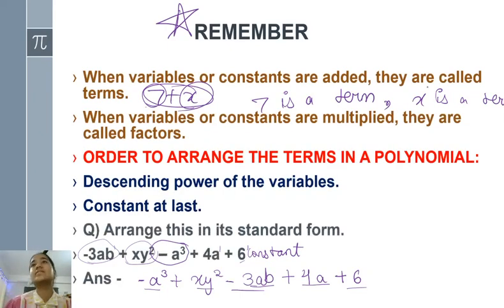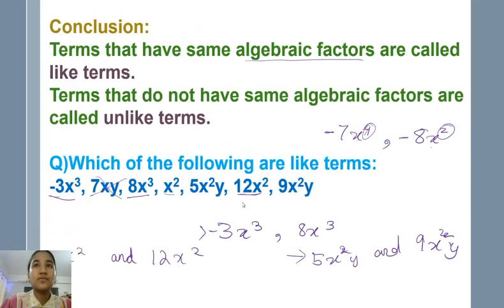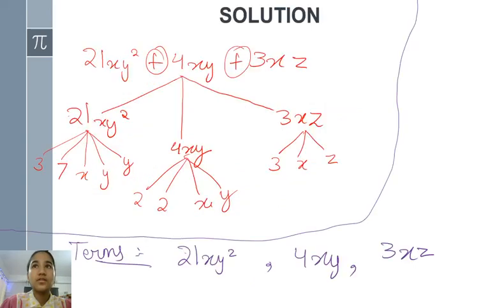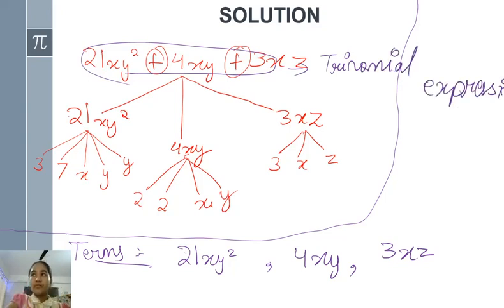We have completed up to here, and I hope you all will remember this. This is a very important point: terms and expressions. I hope your doubt is clear. I have explained it in a proper manner. Terms are these, and this complete thing is an expression, which is a trinomial expression. Tri means 3, bi means 2, mono means 1. This is an expression, remember, whereas these are all terms.